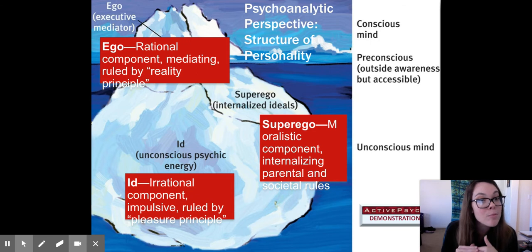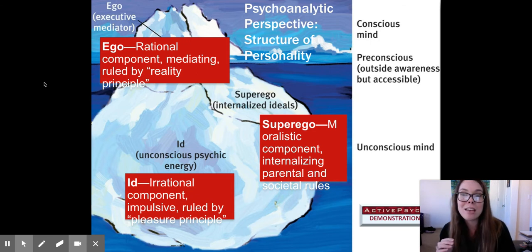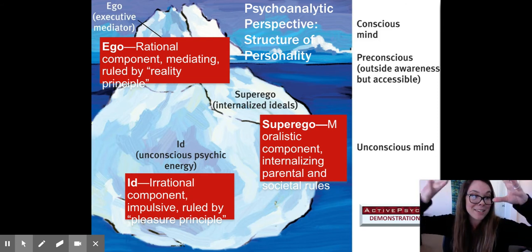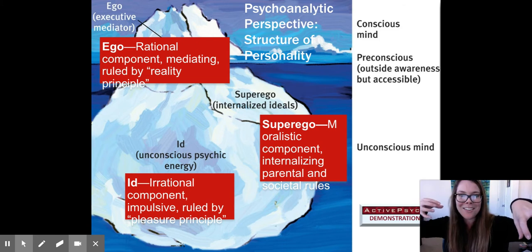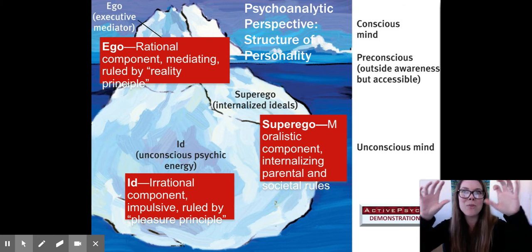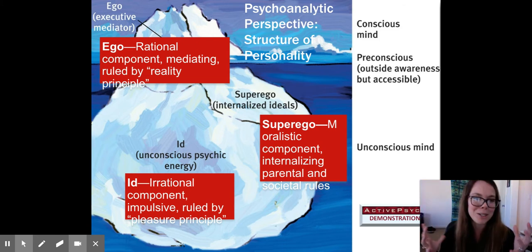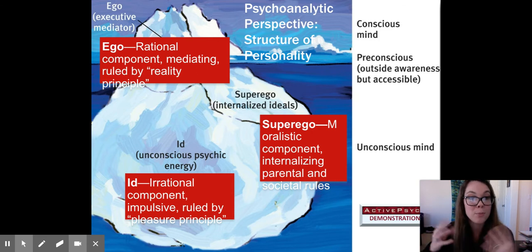We balance them with our ego. Our ego is our executive mediator, and that is what lives on top of the iceberg that everyone sees. So the superego and the id are below. That's why the iceberg is an example. We only see a certain amount of who we are when we're hanging out with people. The ego is our rational component that mediates the reality principle, the reality of what we can do.